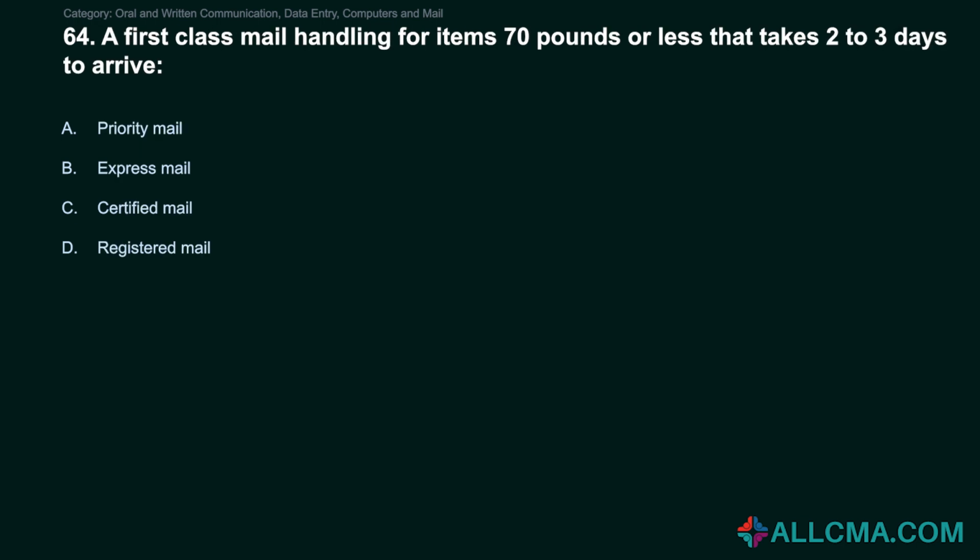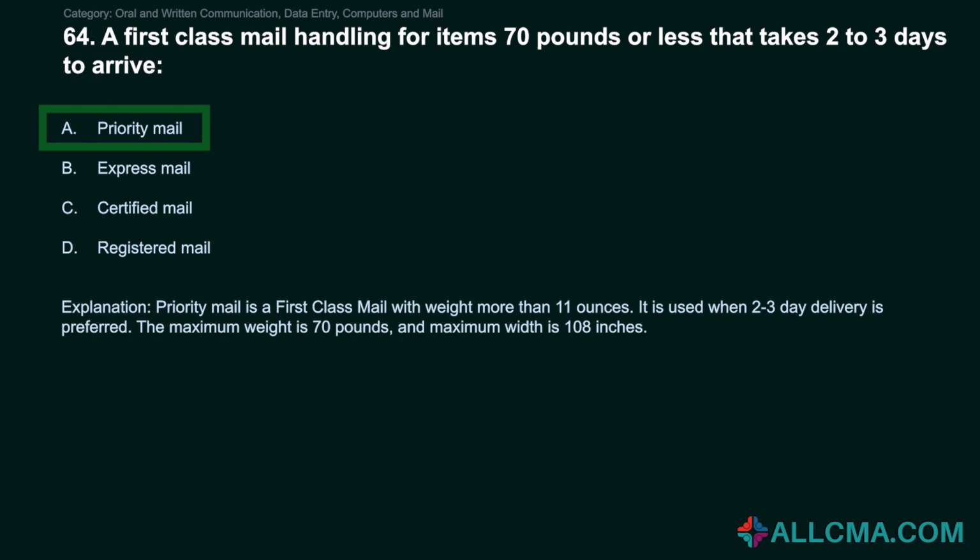64. A first-class mail handling for items 70 pounds or less that takes 2 to 3 days to arrive. A. Priority mail. B. Express mail. C. Certified mail. D. Registered mail. Correct answer, A. Priority mail. Priority mail is a first-class mail with weight more than 11 ounces. It is used when 2 to 3 day delivery is preferred. The maximum weight is 70 pounds, and maximum width is 108 inches.